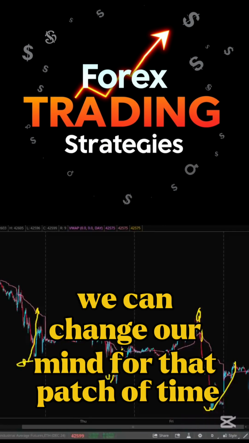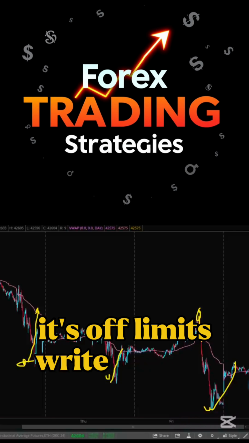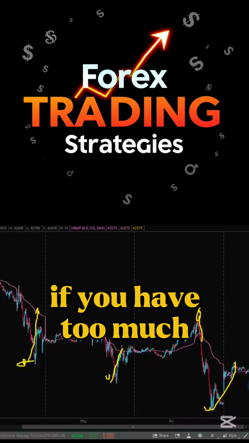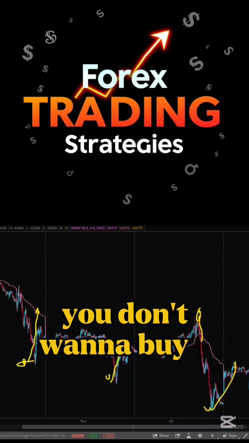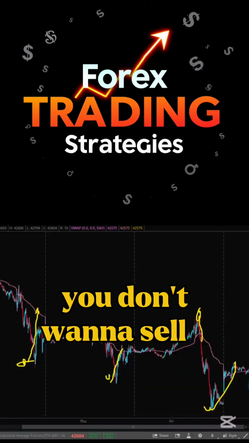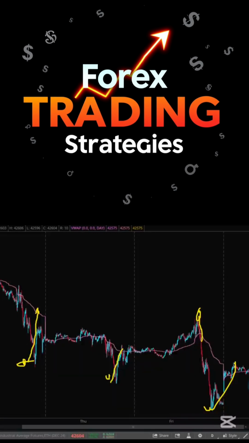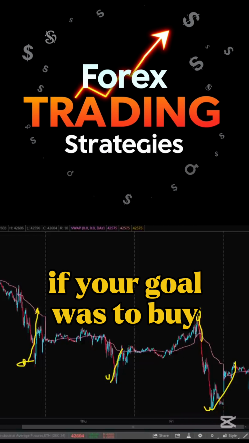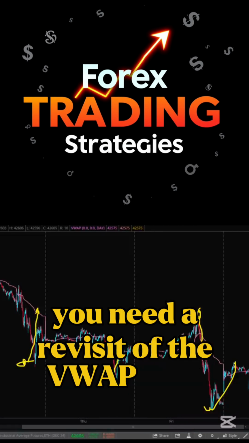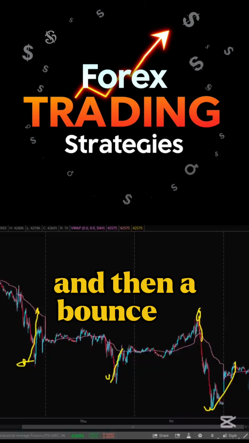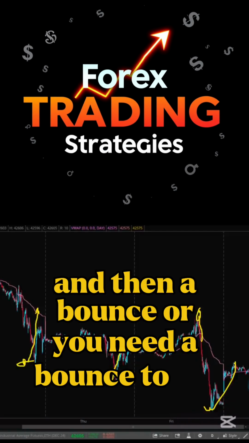For that patch of time, it's off limits. Write that off. If you have too much separation up or down, you don't want to buy a separation up. You don't want to sell a separation down. If your goal was to buy that instrument that went up, you need a revisit of the VWAP, right? And then a bounce, or you need a bounce to sell into.